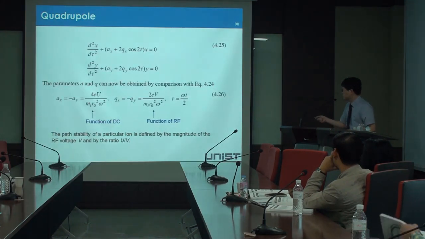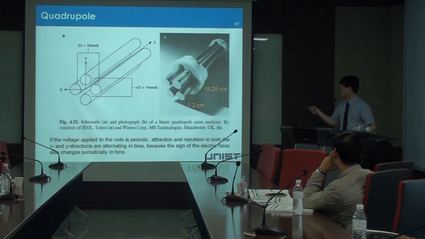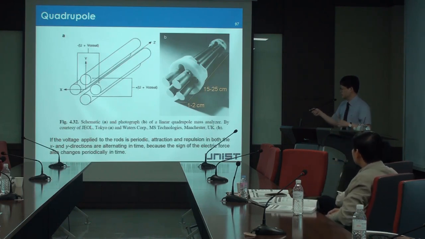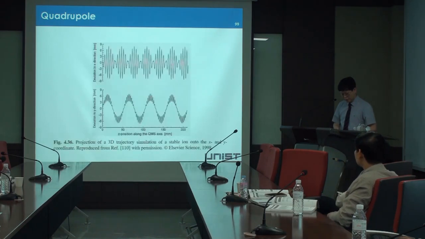So this is a quadrupole principle equation, also DC and RF. You don't actually need to understand this equation. Just think there is some change of electric signal and the ions can be in the 3D structures, they can move. Okay.